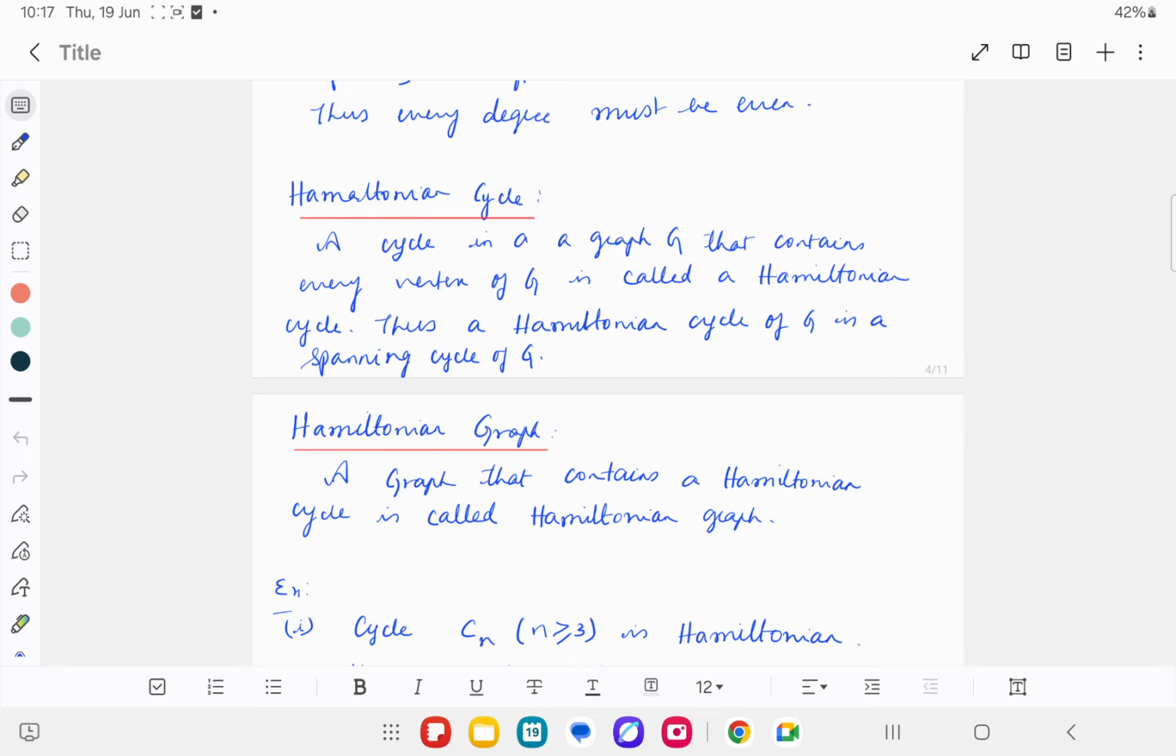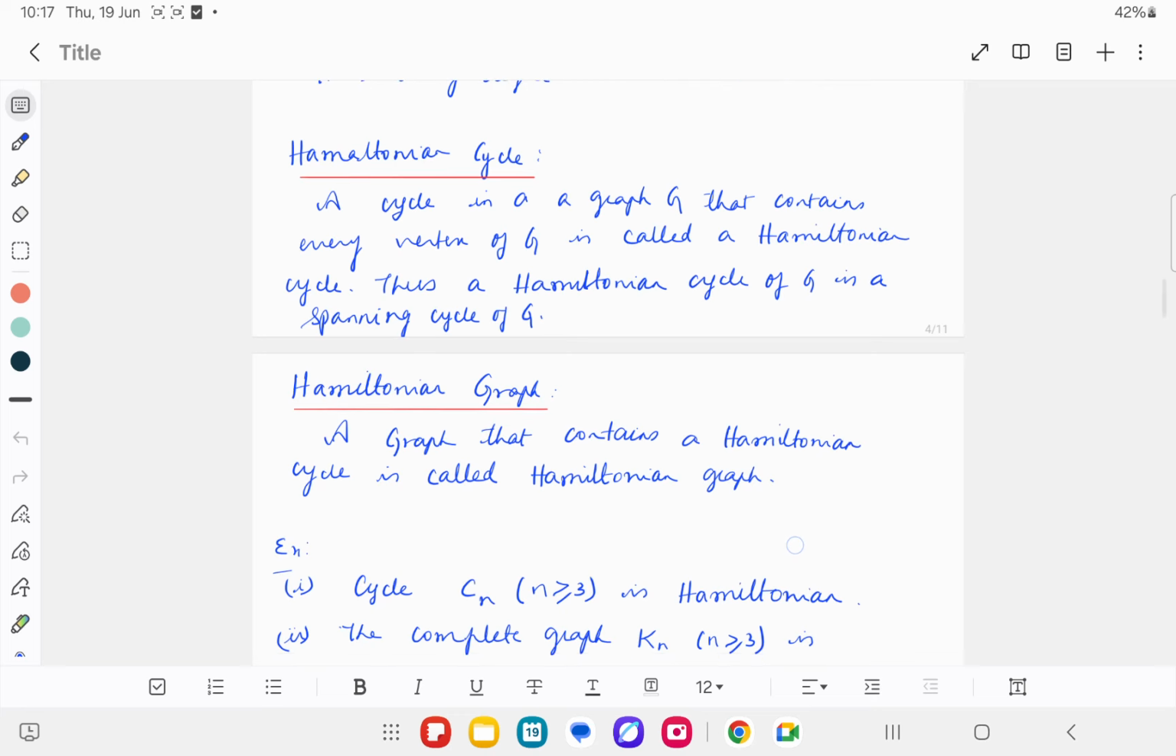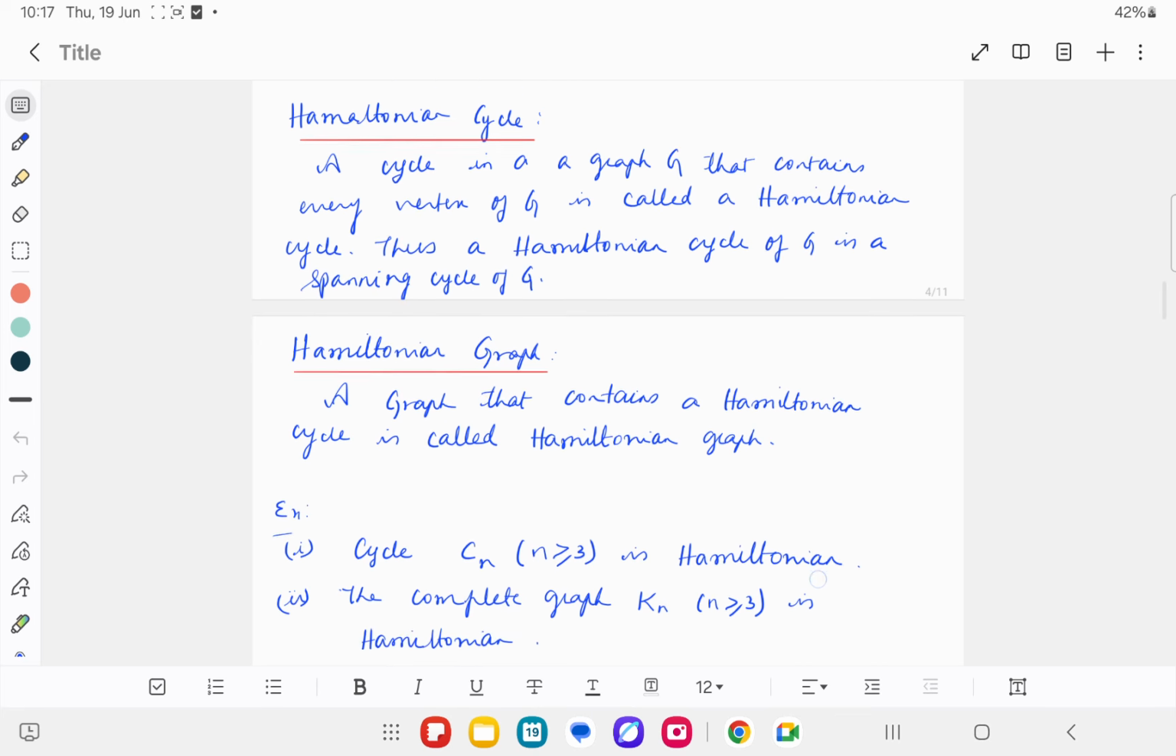edge, right? Now, a cycle in a graph G that contains every vertex of G is called a Hamiltonian cycle. Thus, a Hamiltonian cycle of G is a spanning cycle of graph G. What is a Hamiltonian graph? A graph that contains a Hamiltonian cycle is called a Hamiltonian graph.